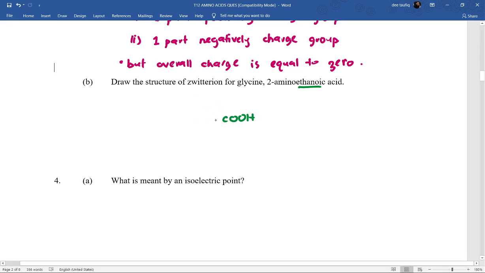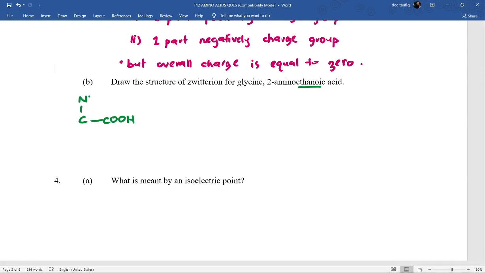Okay, dalam balik. So 2-amino ethanoic acid, COOH, carbon number 1, carbon number 2 we have amino, NH2. So this part we have hydrogen and hydrogen. Okay, this is glycine.